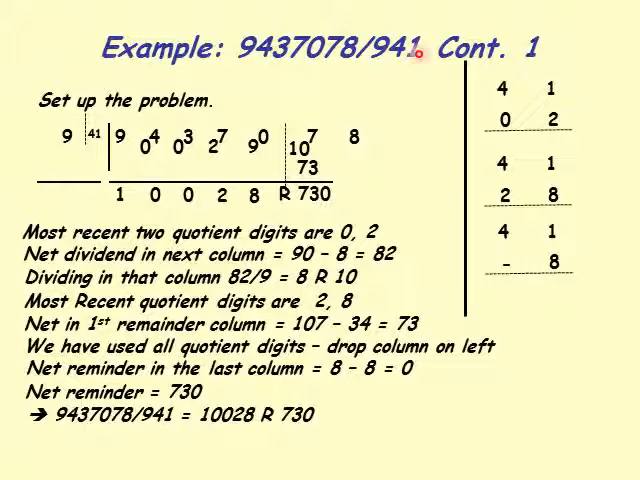9437078 divided by 941 is 10028, remainder 730. Here's another example: 1965423 divided by 573. 3 digits for the divisor.